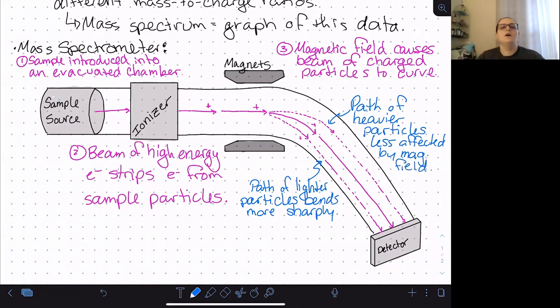So this is how our mass spectrometer is able to kind of spread out particles according to their mass so that they hit the detector in different locations. And the detector knows what mass to charge ratios will hit where, and is able to like literally count how many particles hit at each different place, which is corresponding to how many particles have each different mass.